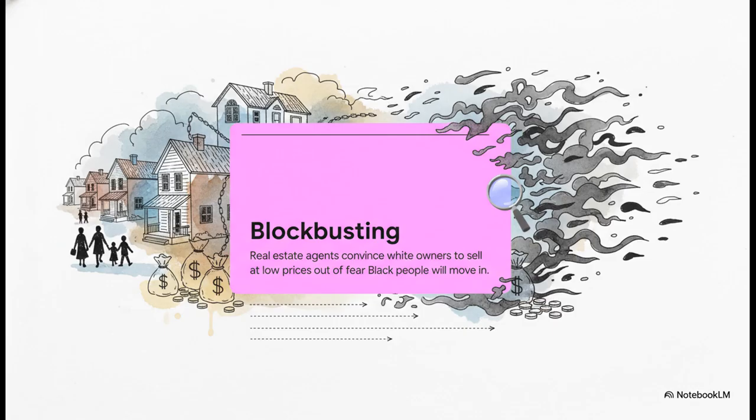It was just as cynical as it sounds. Real estate agents would actually prey on the racial fears of white homeowners to get them to sell their houses cheap. Then they'd turn right around and sell those same houses at ridiculously high prices to Black families who had very few other options. It was a tactic that literally profited from prejudice, and it resegregated entire neighborhoods incredibly quickly.